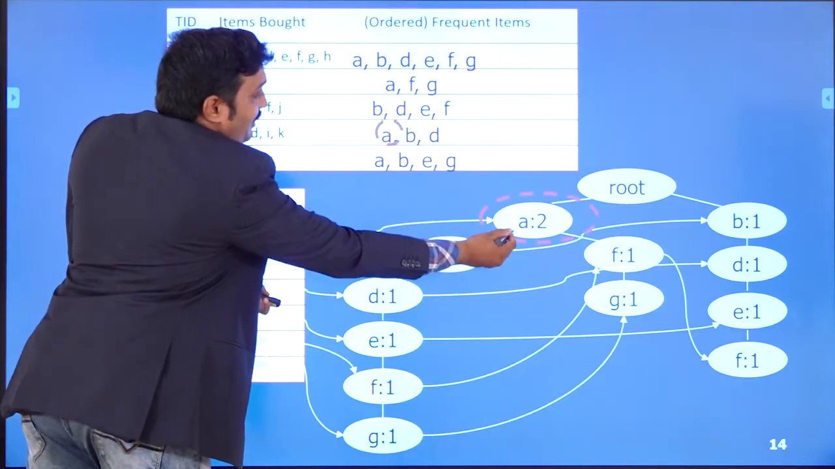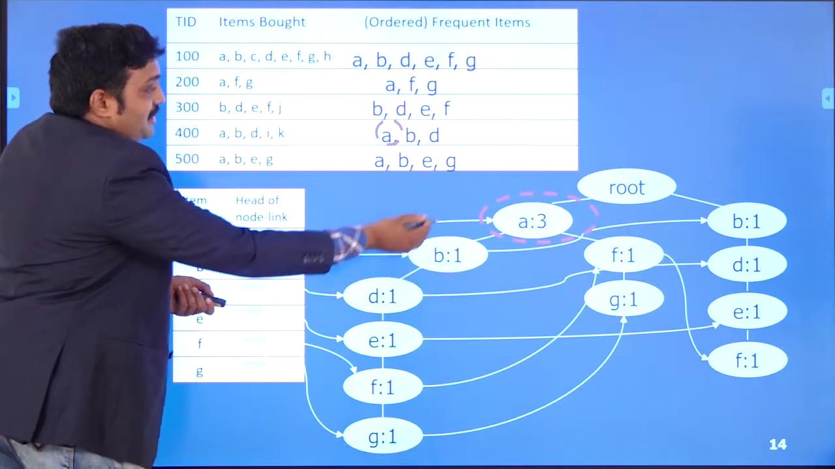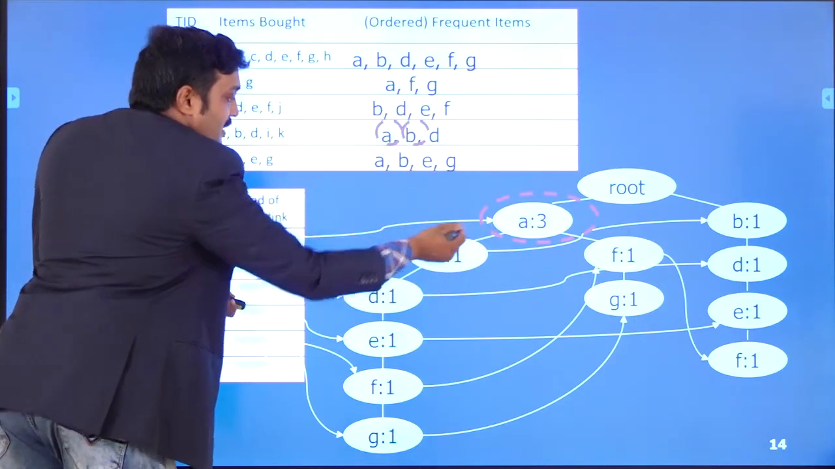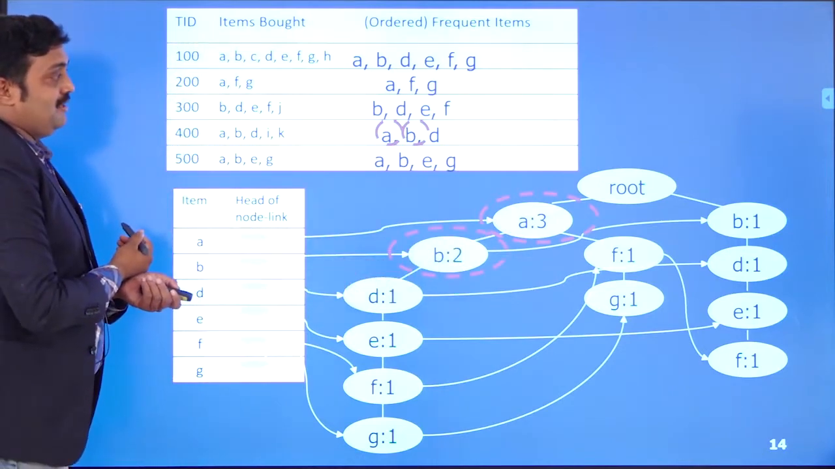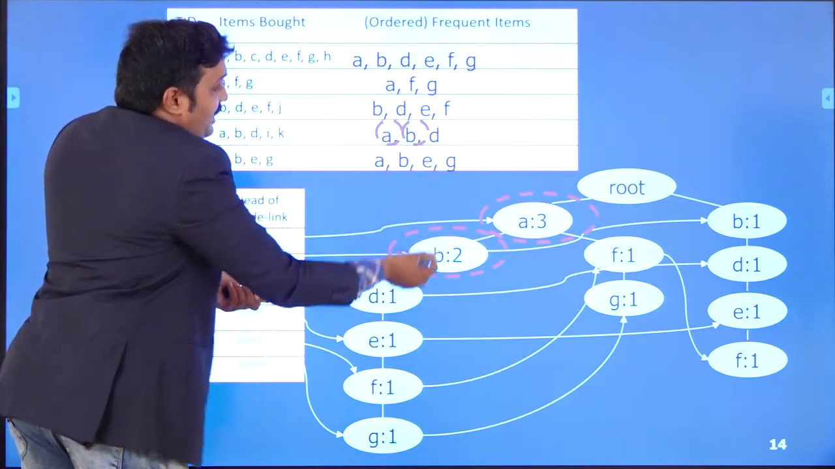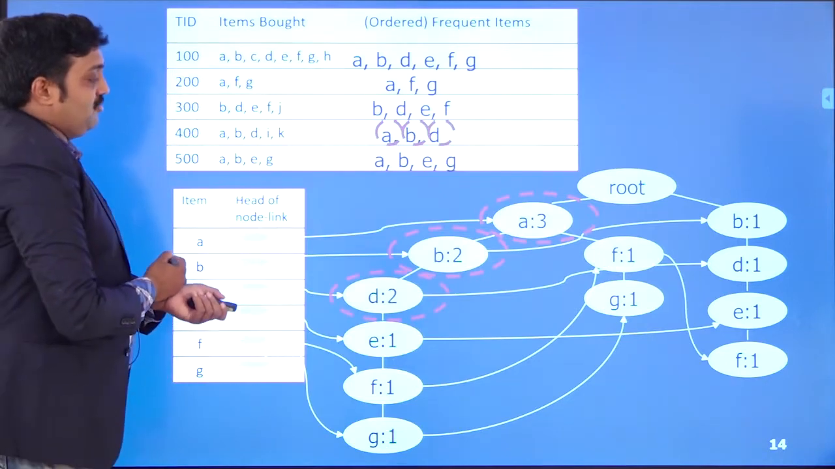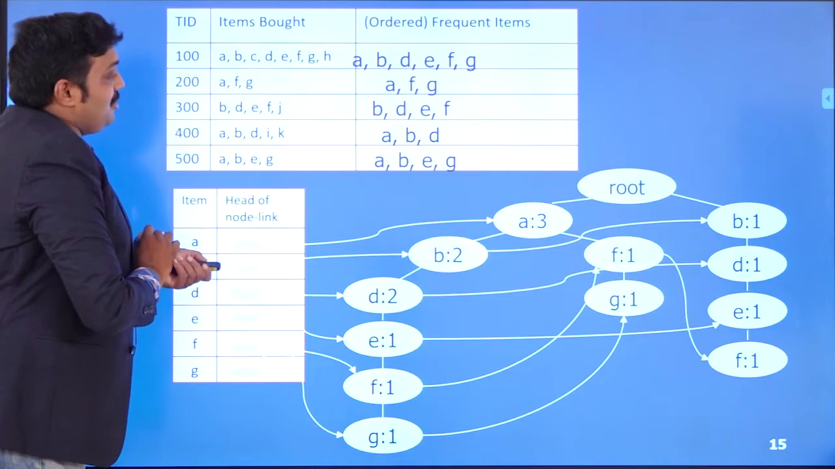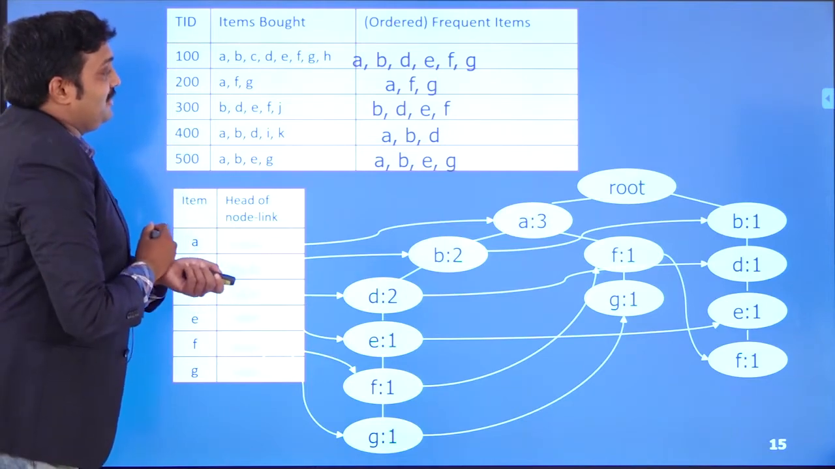A is available here, immediately incrementing to 3 because it is the third time. Then B is immediate, so we increment the B counter. Then immediately D. D is also available, so we increment the counter D. So transaction 4 is done. Then transaction 5.